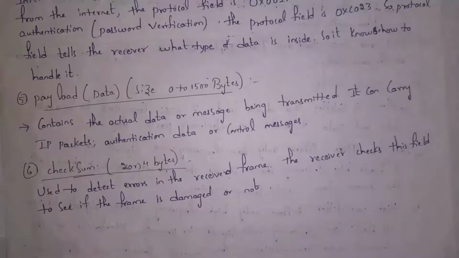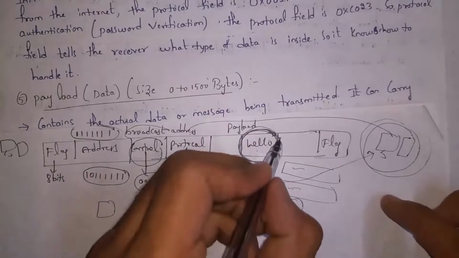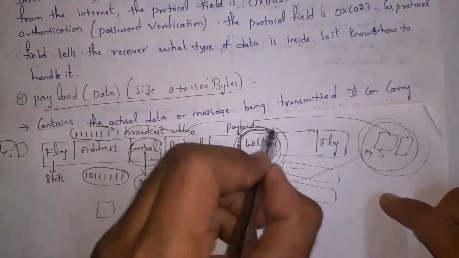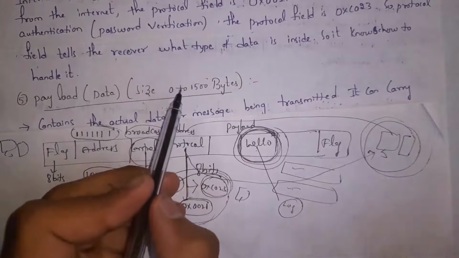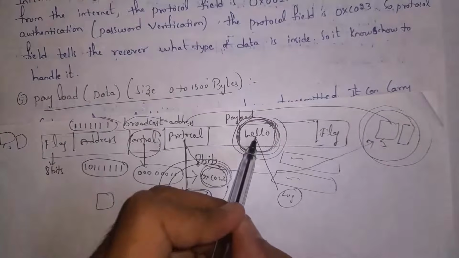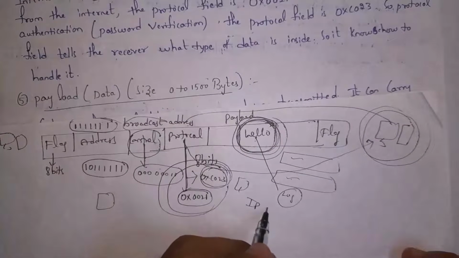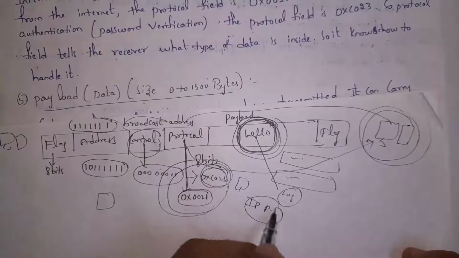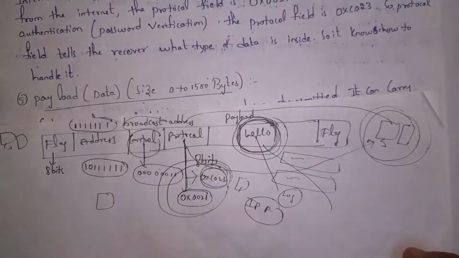And the fifth one is payload. The actual data that is present inside the frame, we call this actual data the payload. And the size can be from 0 to 1500 bytes. Normally point-to-point protocol will carry two types of data. One is IP packet, that is nothing but internet messages. And the next one is login verification data, in order to verify users.